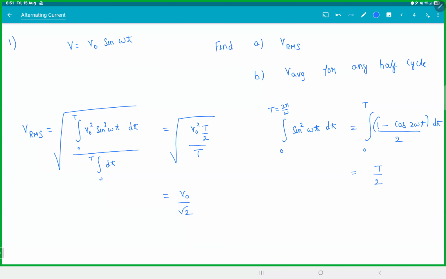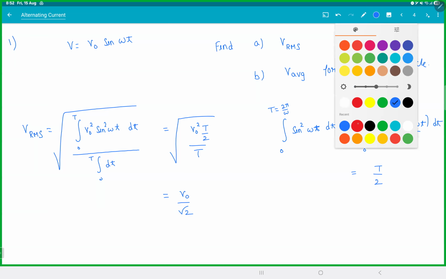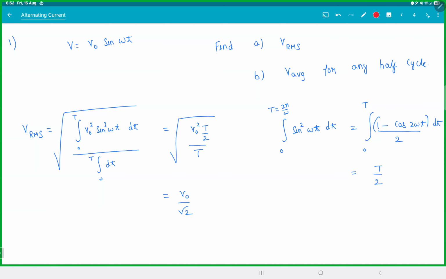RMS is defined for one time period, everyone, 0 to T, and T is 2 pi by omega. Clear with that? See where it went wrong. So when you integrate that cos 2 omega t, you'll get sine 2 omega t. When you put T is 2 pi by omega, you'll get sine 4 pi and sine 0. Both are 0. So that second term will become 0. Clear? I'll leave that integration to you. That much you can handle.